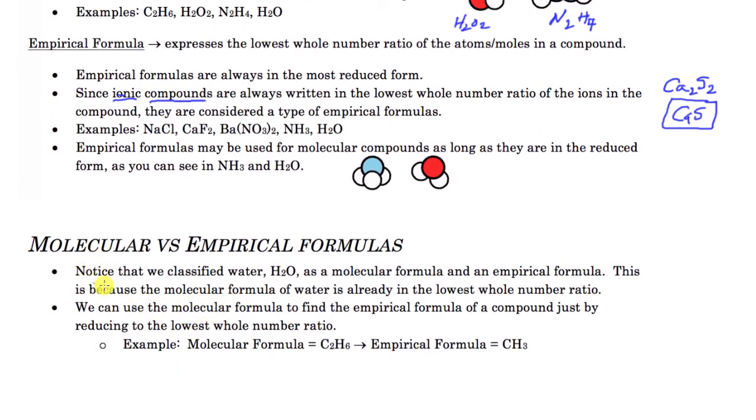So we're looking at empirical formulas and molecular formulas. The differences lie in their ratios. Empirical is always reduced down. So if I have a molecular formula, I can always convert that to an empirical formula by just doing a simple reduction. Okay, so that would be the difference between molecular and empirical formulas.